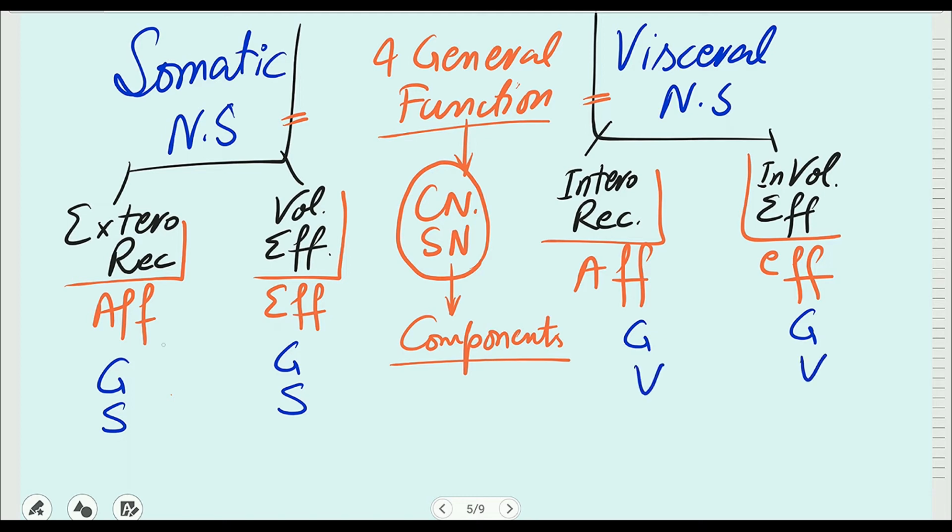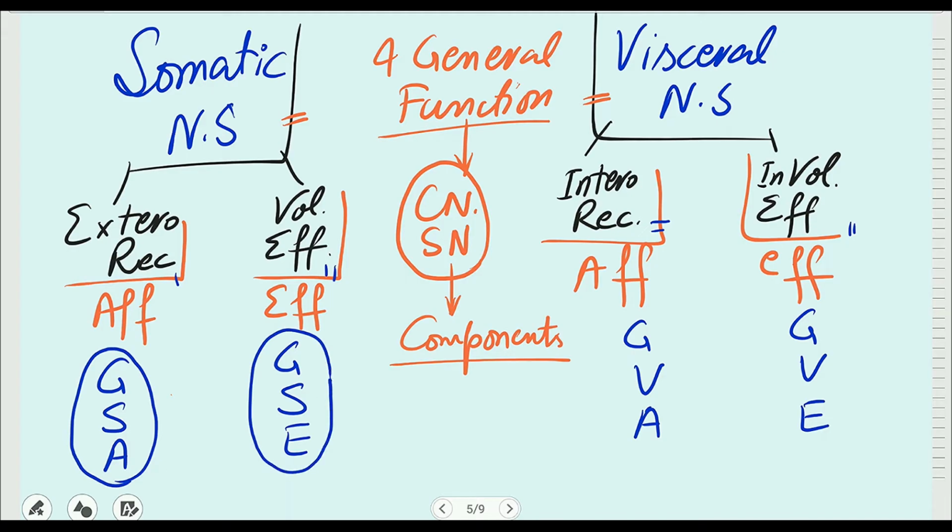Next, we have to decide whether these are sensory or motor. This is sensory, so we write A for afferent. This is motor, so we write E for efferent. So the name will be general somatic afferent. Here the name will be general somatic efferent. The name of this component will be general visceral afferent, and the name of this component will be general visceral efferent.